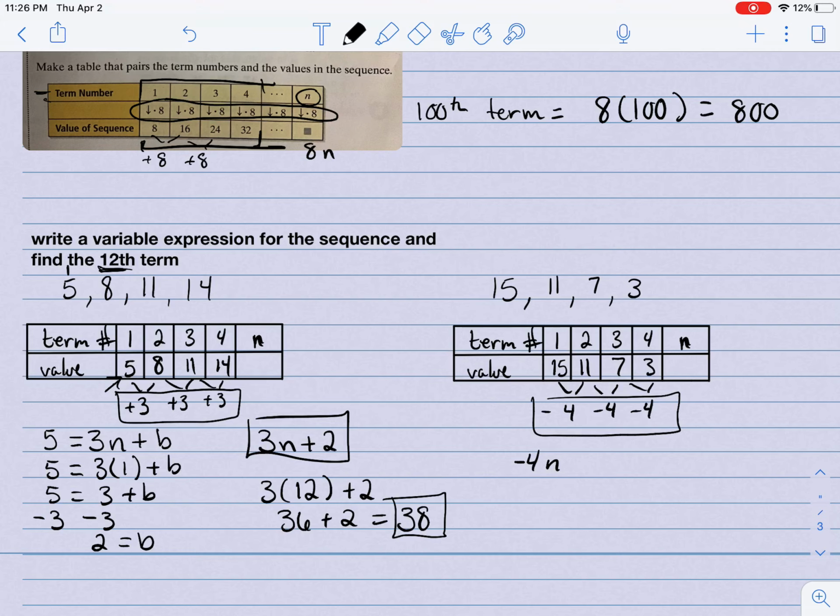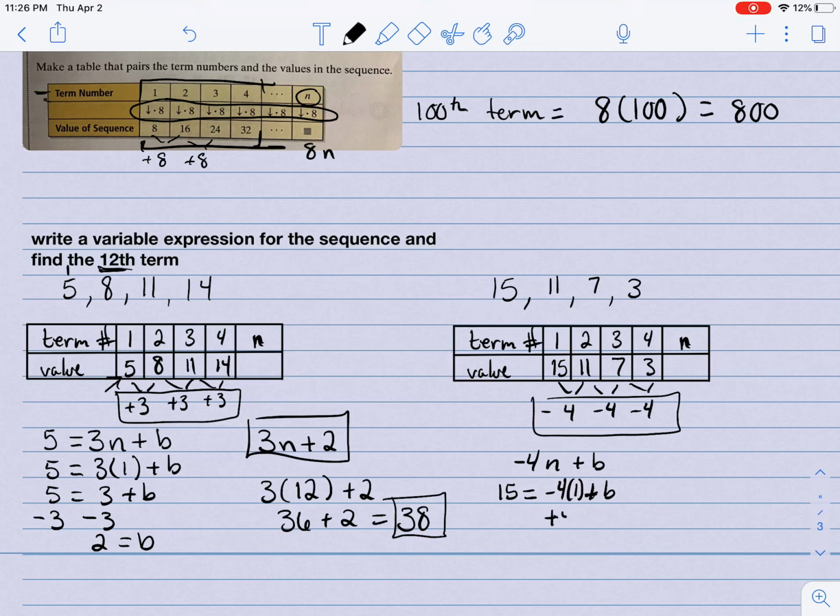Okay, now once again, if we put 1 in for n, we get negative 4, which is not 15. So we're going to have to once again add a value to make it true. So I'm going to put 15 is equal to negative 4n plus b. And then we're just going to put in our 1 for n. So I'm just going to erase that 1. Okay, which is just negative 4.